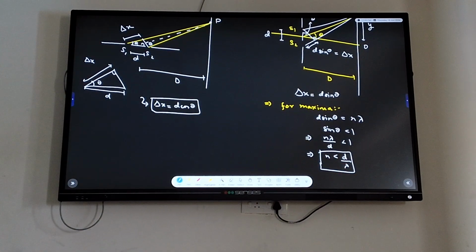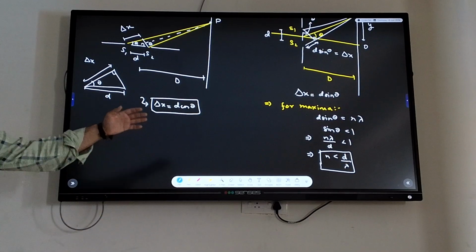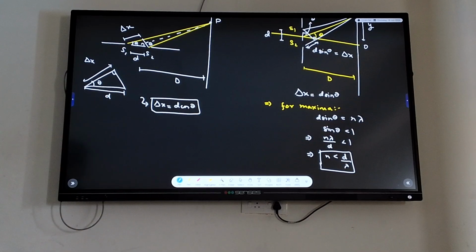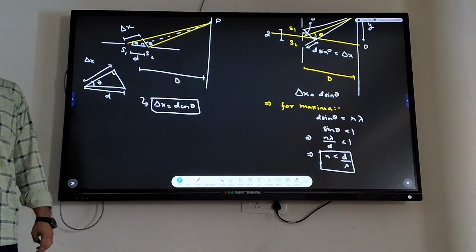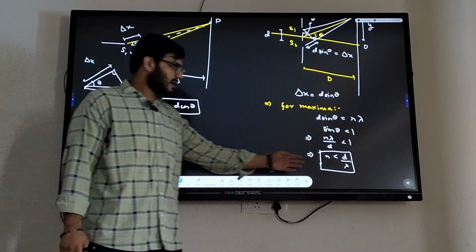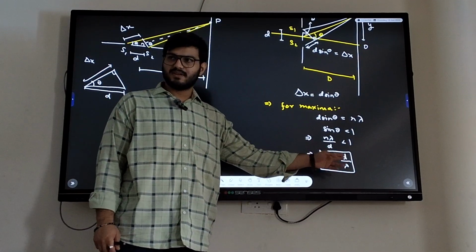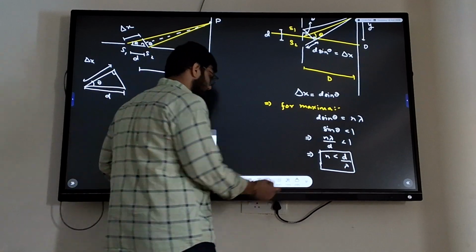And this gives me, given a setup, how many maximas will form on the screen? This is a way in which you can find the number of maximas formed on the screen. So you can't just predict that maybe there will be millions or maybe uncountable. You can actually count it using this condition. So these are the number of possible maximas.